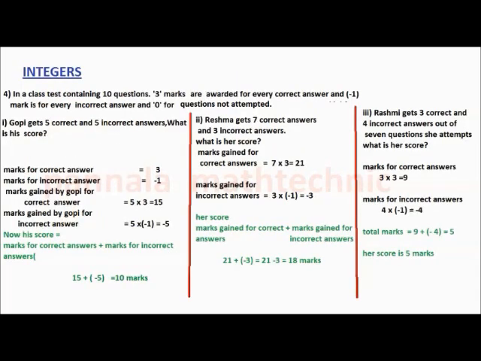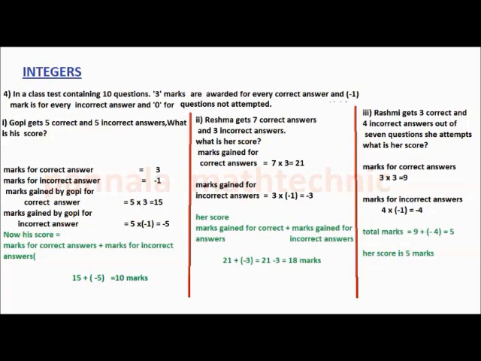Fourth problem. In a class test containing 10 questions, 3 marks are awarded for every correct answer, minus 1 mark for every incorrect answer, and 0 for questions not attempted. So now, first problem. Gopi gets 5 correct and 5 incorrect answers. What is his score? So marks for a correct answer, we know, are 3. Marks for an incorrect answer, minus 1.